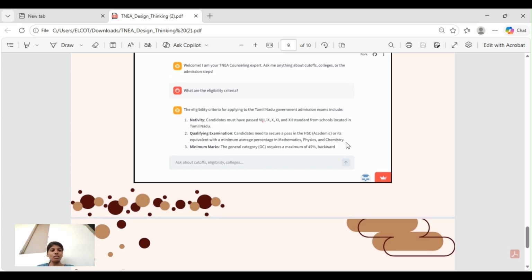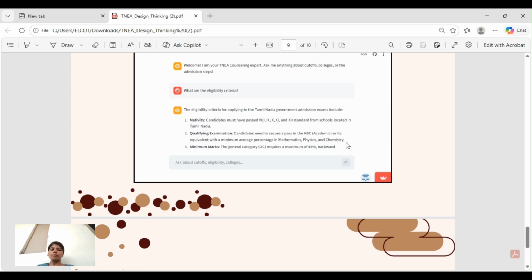By using technologies such as semantic search, large language models, and AI-powered chat interfaces, the system delivers relevant information quickly and efficiently. This solution can help students and parents make better decisions, understand the counseling process clearly, and complete the application confidently. In the future, the system can be further enhanced by adding features such as personalized college recommendations based on cutoff marks, regular updates of counseling data, and multi-language support for wider accessibility.